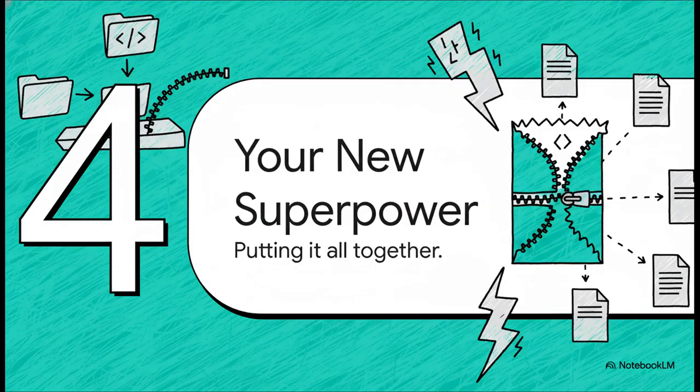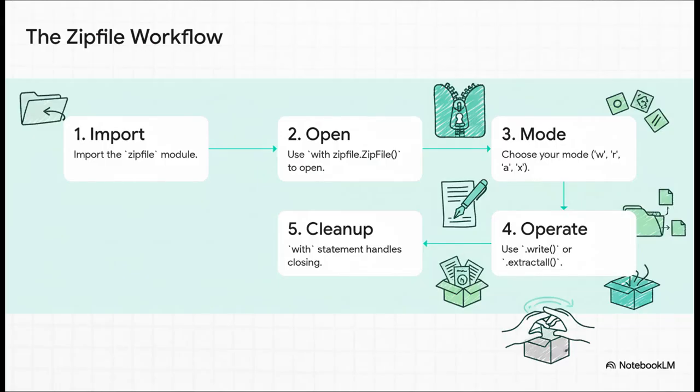So there you have it. You've now seen how to create, manage, and extract zip archives with just a few simple lines of code. You have officially unlocked a new automation superpower. And it really just boils down to this simple 5-step workflow. 1. Import the module. 2. Open your file using that safe with statement. 3. Pick your mode, W, R, A, or the safe X. 4. Do your thing. Either .write to add files or .extractall to get them out. And 5. You don't even have to do anything because the with statement cleans up for you.